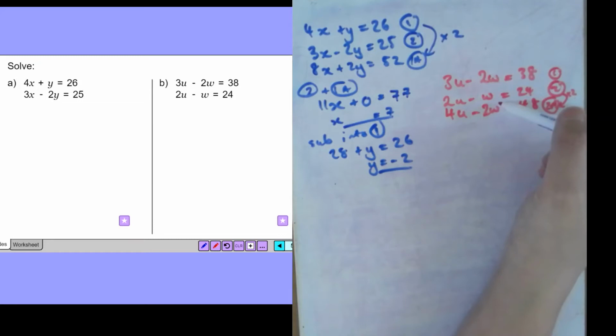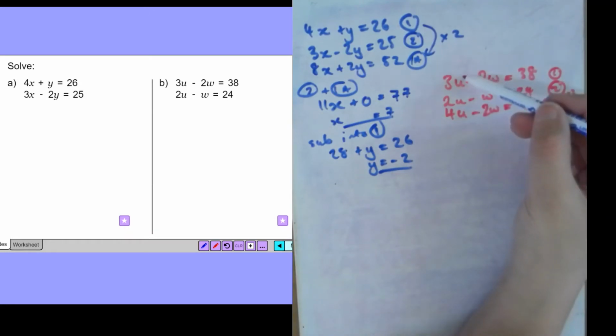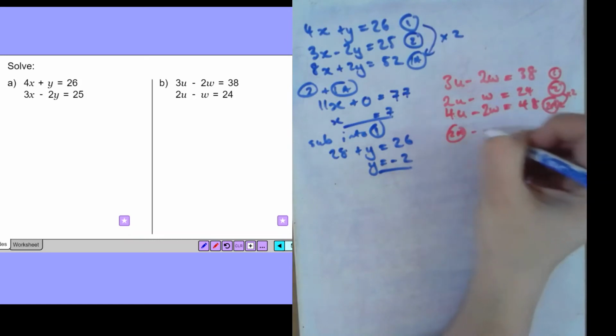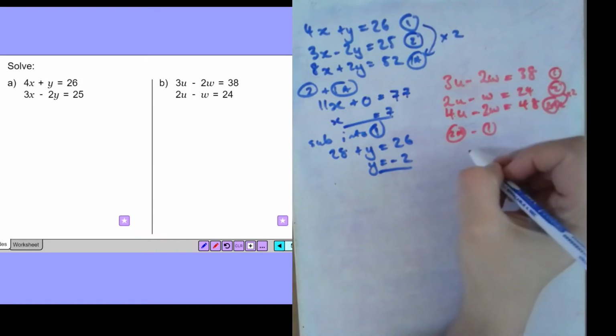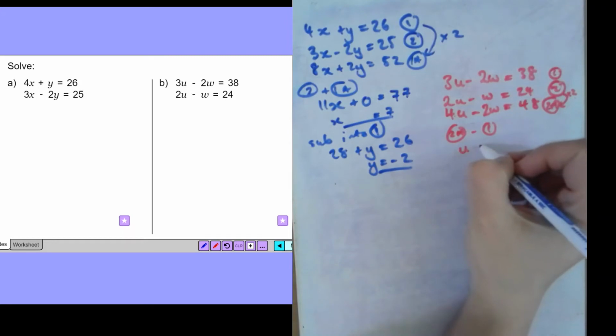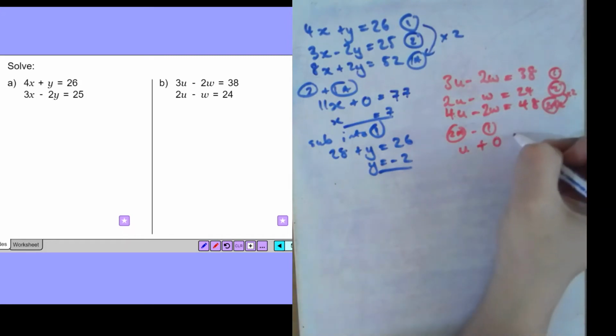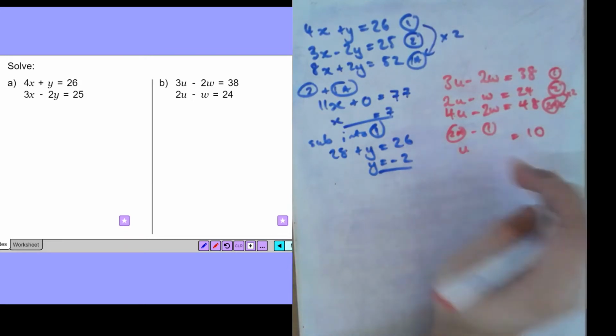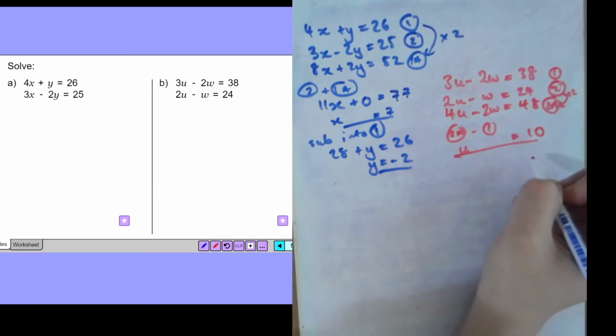So I don't want negative 4w, I want it to go to 0. So in order for it to go to 0, I would just take away one from the other. Okay, I'm going to do this one, take away this one, because this is the bigger u, so I want u to be positive. That's just the way I like working it. So I'm going to do 2a, take away 1. So 4u, take away 3u is u. This would just be 0. And then 48, take away 38 would just be 10. So you've already got what the answer is. So you've got u equals 10.